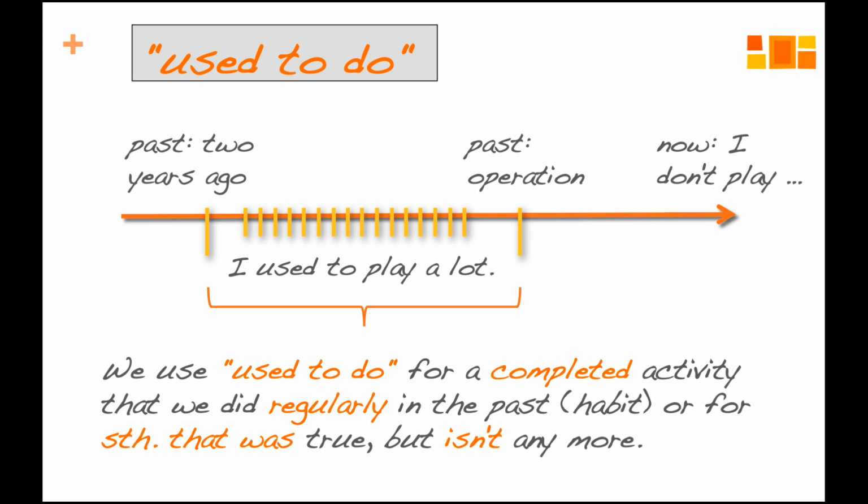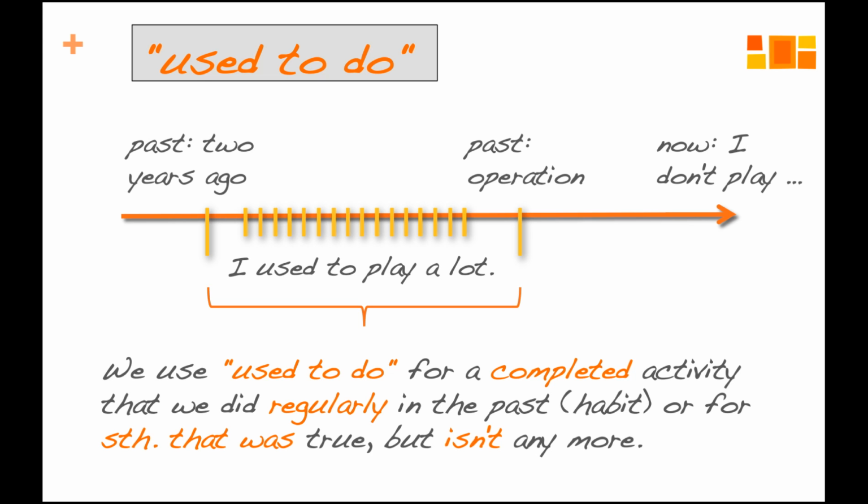And we use it for an activity that we did regularly in the past. I used to play a lot of tennis, not only once or twice. No, it was a habit. I played 4 times a week. I used to play a lot. So it's used for a completed activity in the past tense. In other words, in between that operation here and the now, there's still got to be some time. And we need to do it regularly in the past. It is a habit.